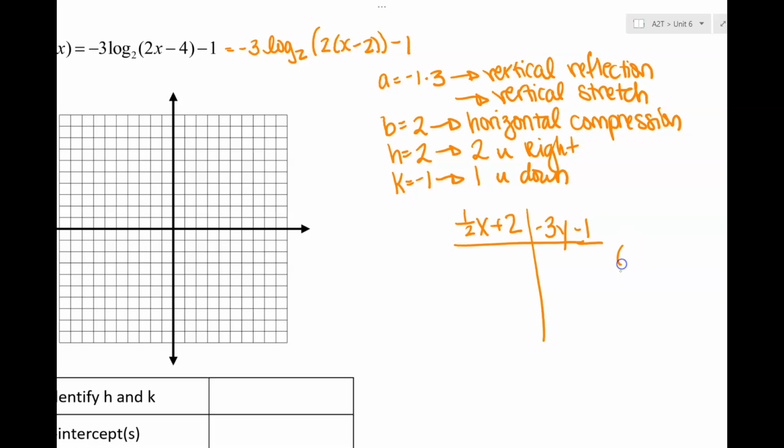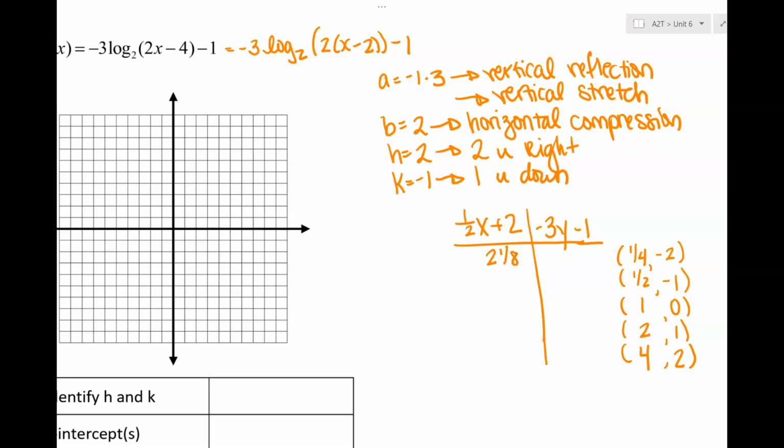Our base is 2, so remembering that this is the inverse of the exponential function, our y's go from -2 to 2, so I'm in essence working backwards. 2 to the -2 power is 1/4. 2 to the -1 is 1/2. 2 to the 0 is 1. 2 to the first is 2, and 2 squared is 4. Okay, here we go. 1/4 times 1/2 is 1/8 plus 2, so we get 2 and 1/8.